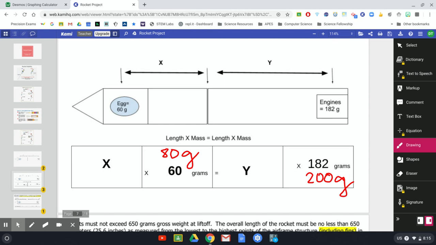And then all we'll have left to do is essentially build our parachute and figure out how we want to design our fins to best ensure that the center of pressure is where it needs to be on our rocket as well.